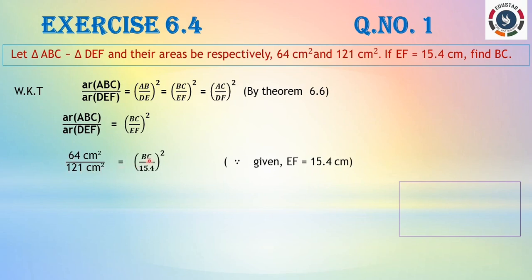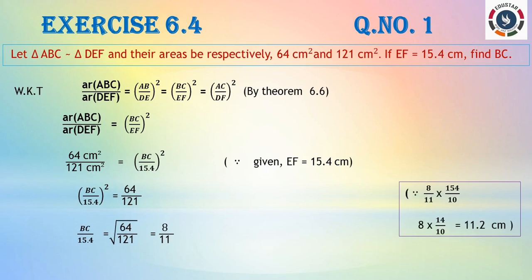Substitute the given values in the equation, and we will get 64 centimeter square divided by 121 equals BC by 15.4 the whole square. When you take the square root, 64 divided by 121 is equal to 8 by 11. Now we will get BC. Transposing 15.4 to that side, it can be written as 154 divided by 10. 11 times 14 is 154. When you multiply 8 with 14, we will get 112, and divided by 10 will give you 11.2. So what is the value of BC now? It is 11.2 centimeter. Can you understand?